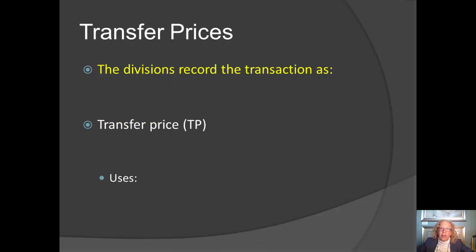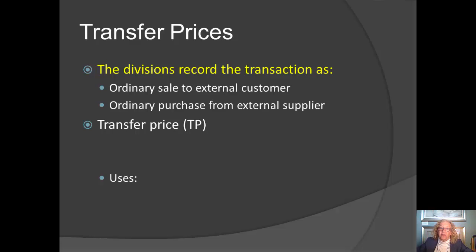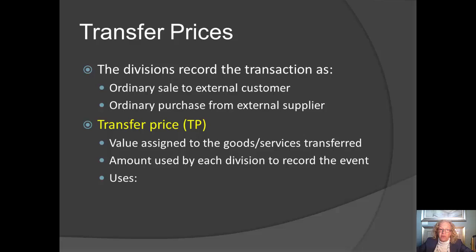To do this, we use transfer pricing. In this methodology, a transfer between divisions is recorded as though it were an external sale. So, for the division that provides goods or services, it's recorded just like a sale to an external customer, and for the division that receives the goods or services, it's treated exactly as if it were an ordinary purchase from an external supplier. The transfer price is the dollar value that is used to measure the value of the transfer of goods or services between the two divisions.